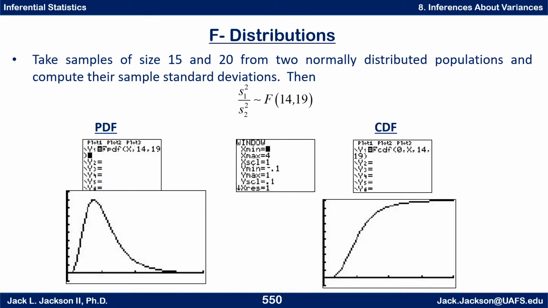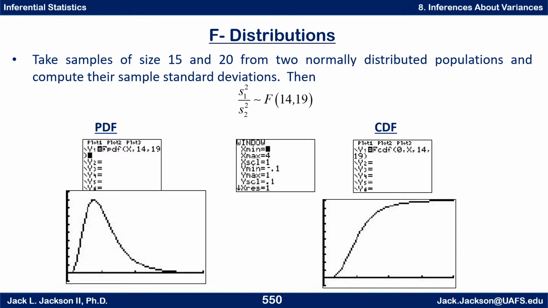Here is one example. Take samples of size 15 and 20 from two normally distributed populations and compute their sample standard deviations. Then compute the test statistic S1 squared over S2 squared. That ratio of variances has an F distribution with 14 and 19 degrees of freedom. 14 and 19 were obtained by subtracting 1 from the two sample sizes.